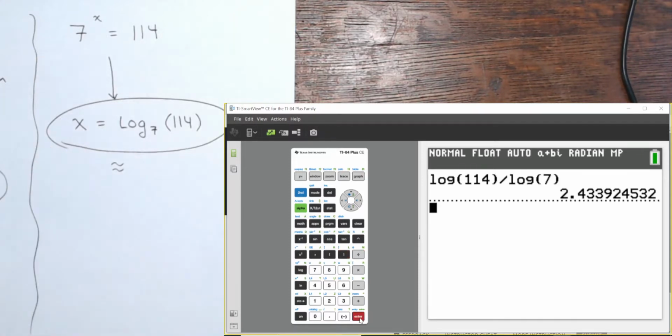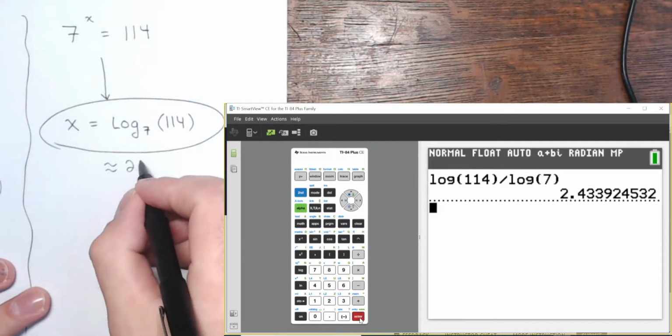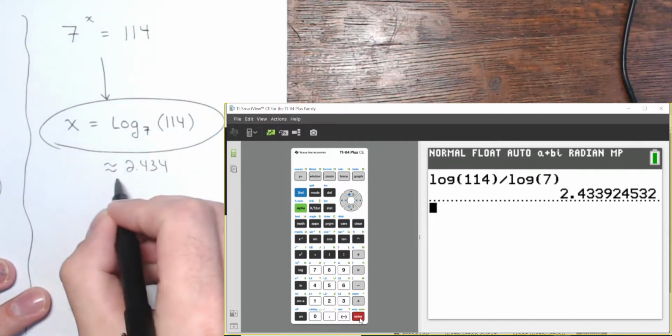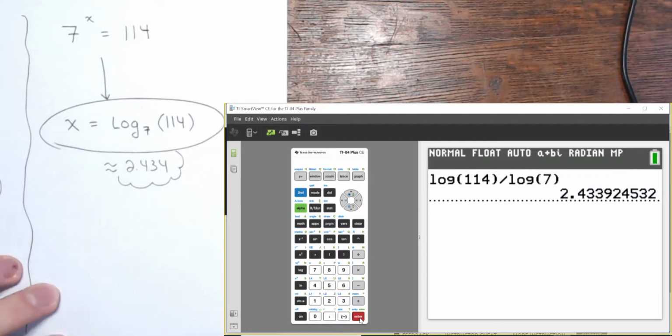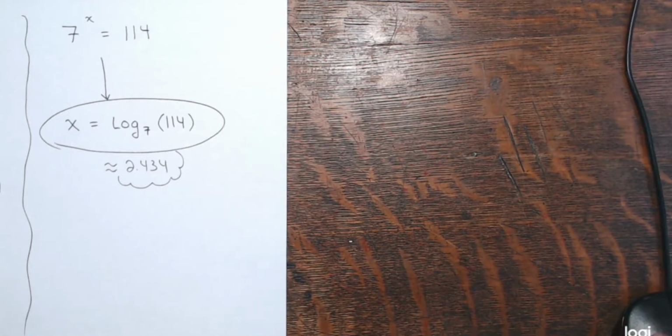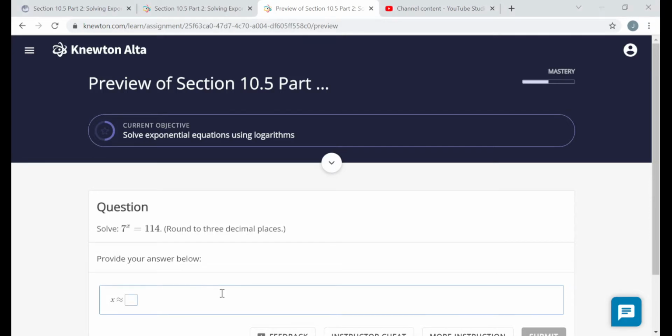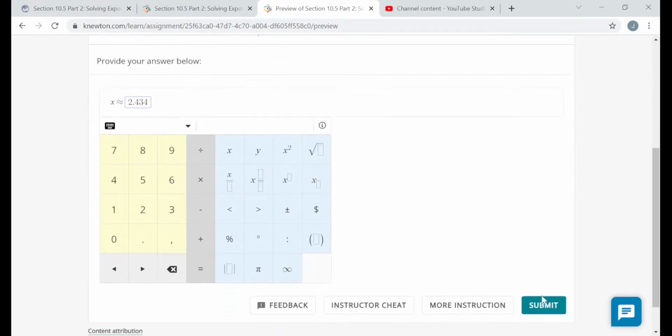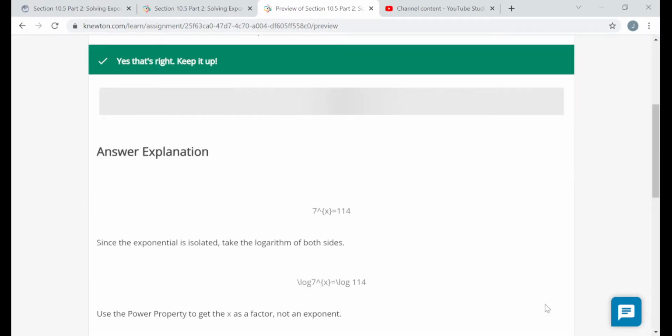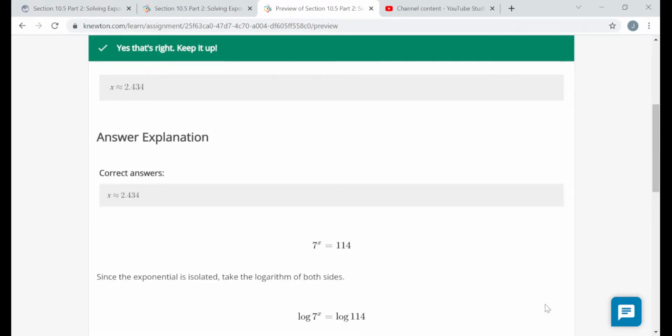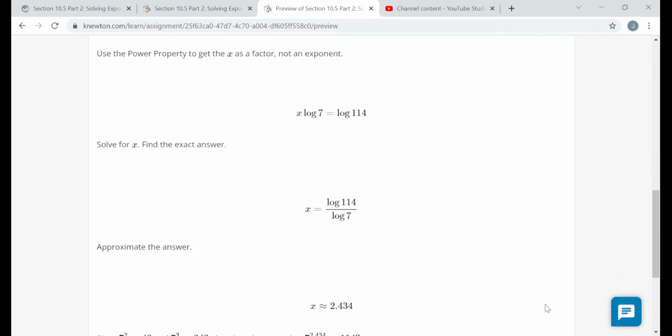And we're getting about 2.4339, so about 2.434, if I round to 3 decimal places. 2.434. And that is what I shall enter back in the assignment. So x is approximately 2.434. Okay. And there should just be one more like this.